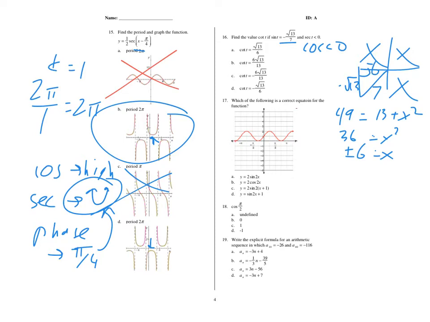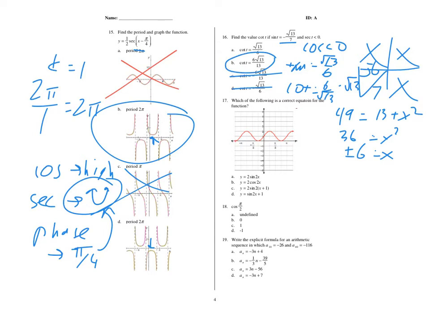So the cosine would be, wait, what are they asking for? Oh no, cotangent. So cotangent would be, let's see, first of all, positive since we're in the third quadrant, so I'm going to cross off C and D. And tangent would be root 13 over 6. So cotangent would be 6 over root 13, which if you rationalize the denominator would be 6 root 13 over 13.